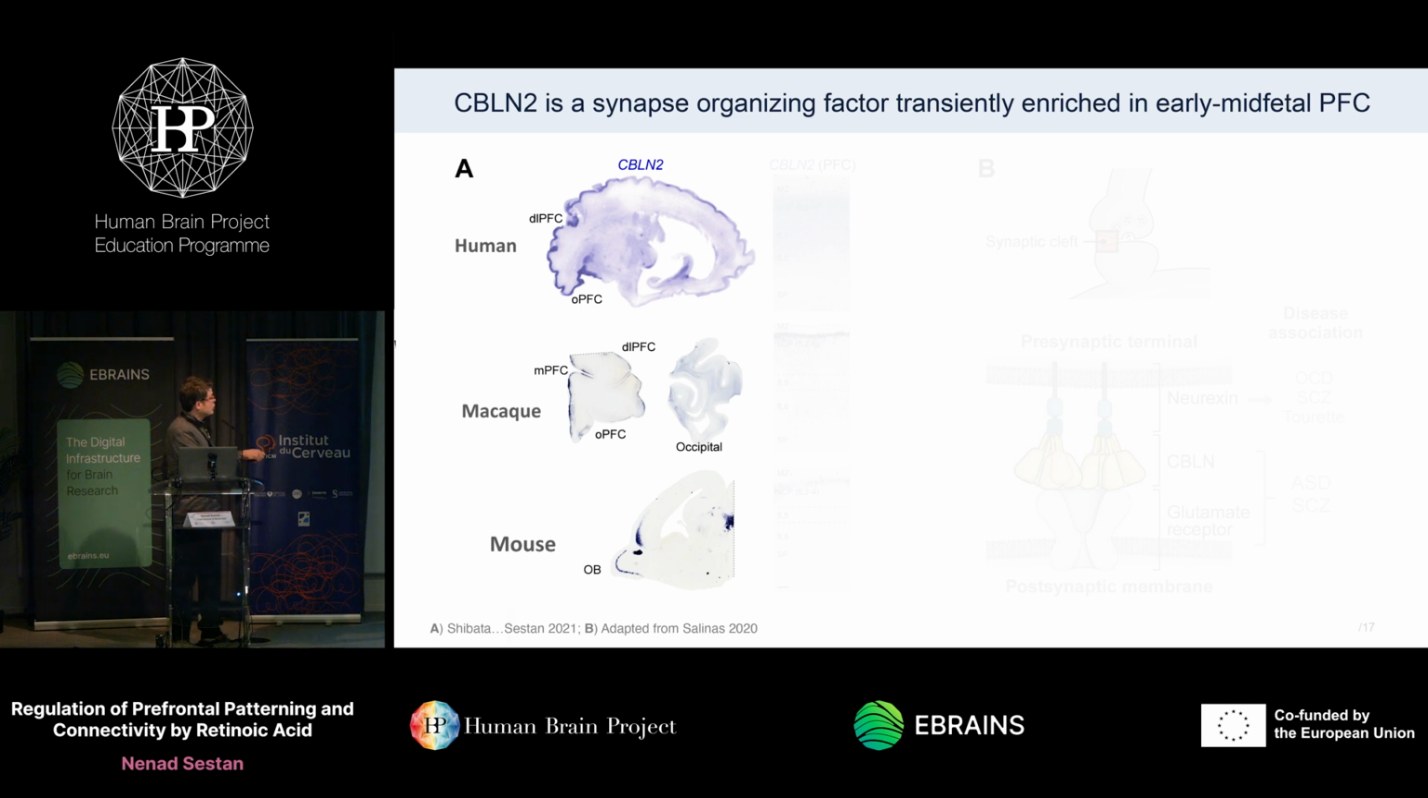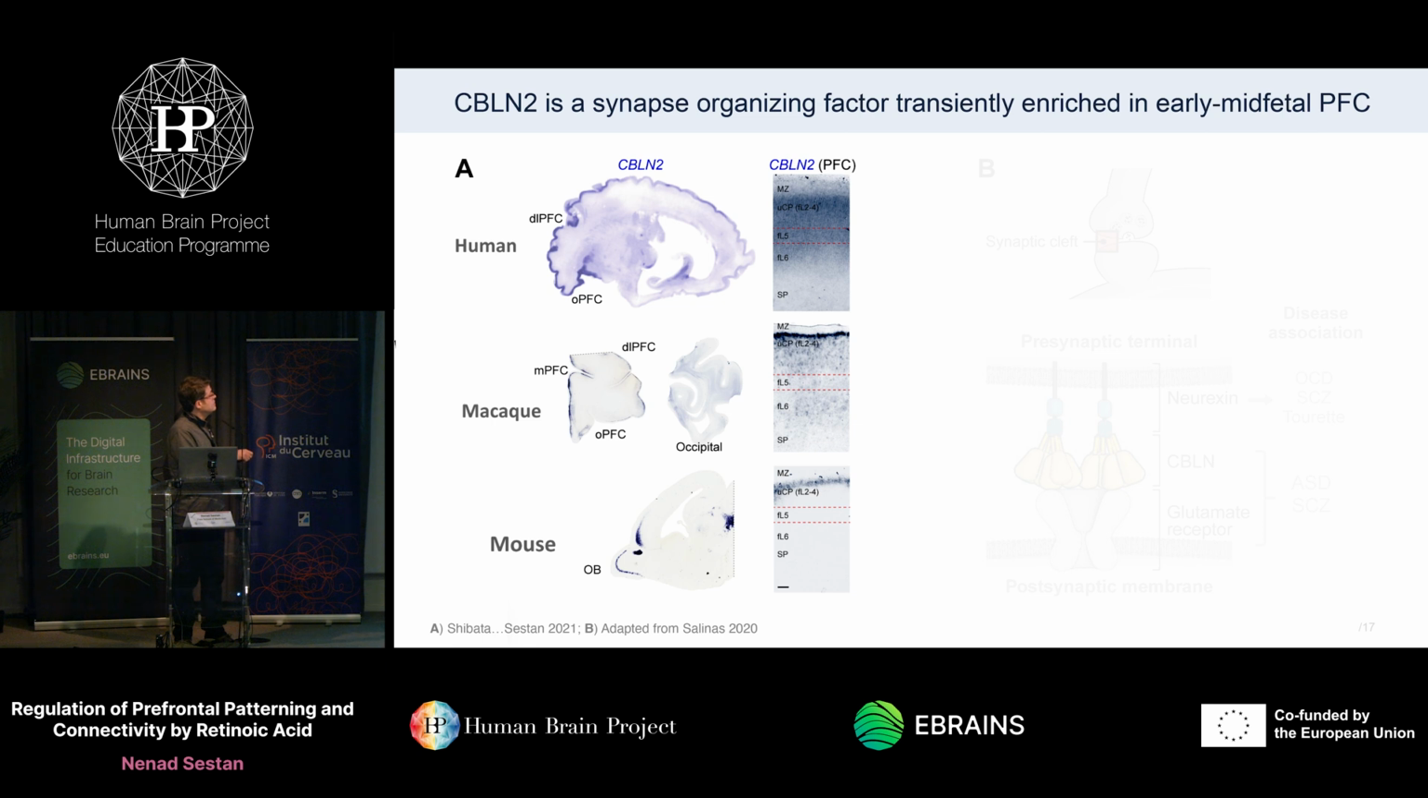These are coronal sections in macaque. You can see also high prefrontally, low posteriorly. And in mouse, even though it's called cerebellin, it was actually identified as a cerebellum-specific gene. It's actually not specific. You can also see it in what will become future prefrontal cortex in mice. In addition to big areal differences in expression of cerebellin, we also observe laminar differences.